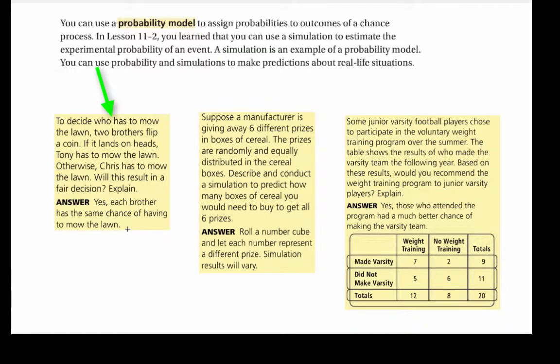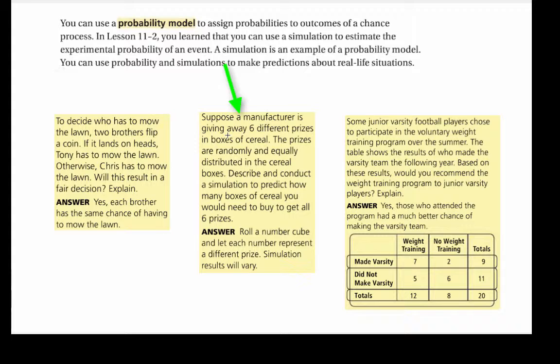To decide who has to mow the lawn, two brothers flip a coin. If it lands on heads, Tony has to mow the lawn. Otherwise, Chris has to mow the lawn. Will this result in a fair decision? The answer is yes, because each brother has the same chance of having to mow the lawn. Flipping a coin, heads and tails are both equally likely. So that would be a fair situation.